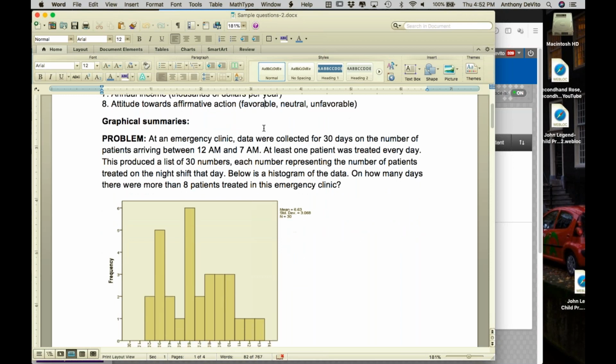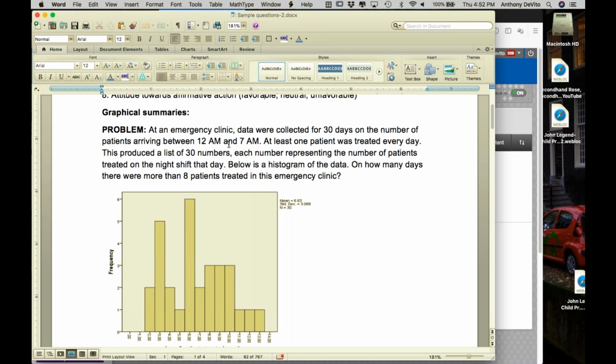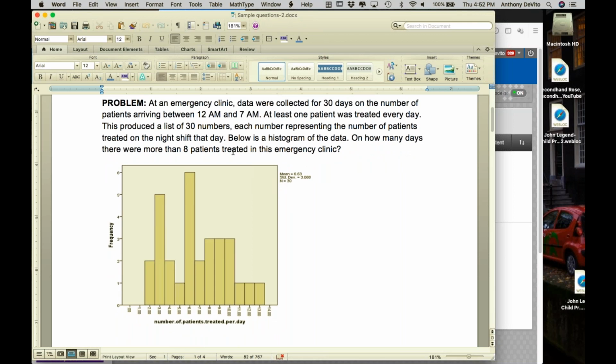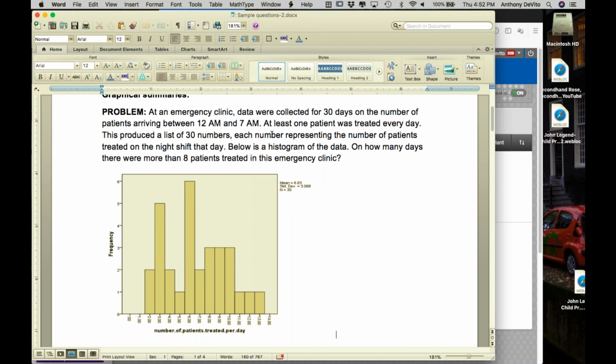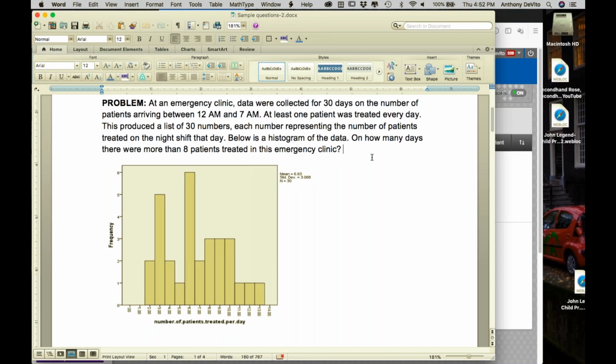Okay, so graphical summaries. Some of you saw this in lab, and I think some in the homework assignment. Not all of you got this in the homework, but it's worth looking at because it could come up in an exam. Emergency clinic data was collected for 30 days on the number of patients arriving between 12 a.m. and 7 a.m., the night shift. At least one patient was treated every day. This produced a list of 30 numbers, each representing the number of patients treated on the night shift that day. Below is a histogram of the data. How many days were there more than 8 patients treated in the emergency clinic?